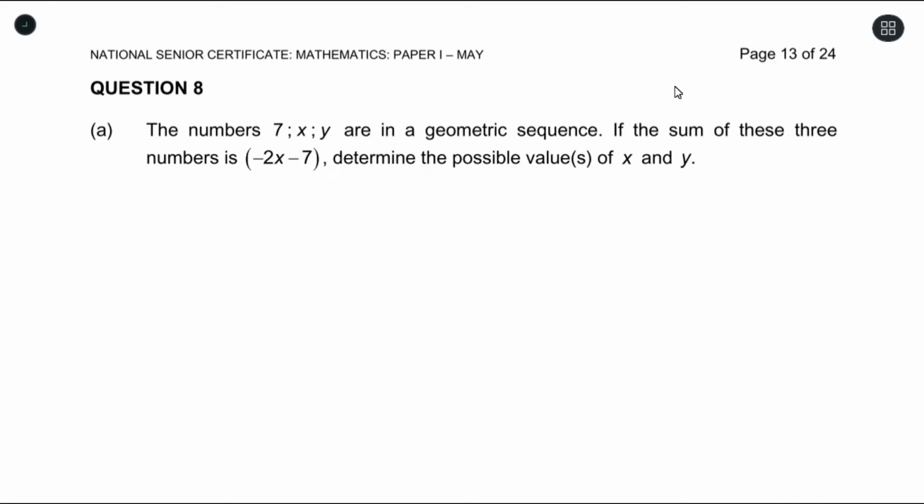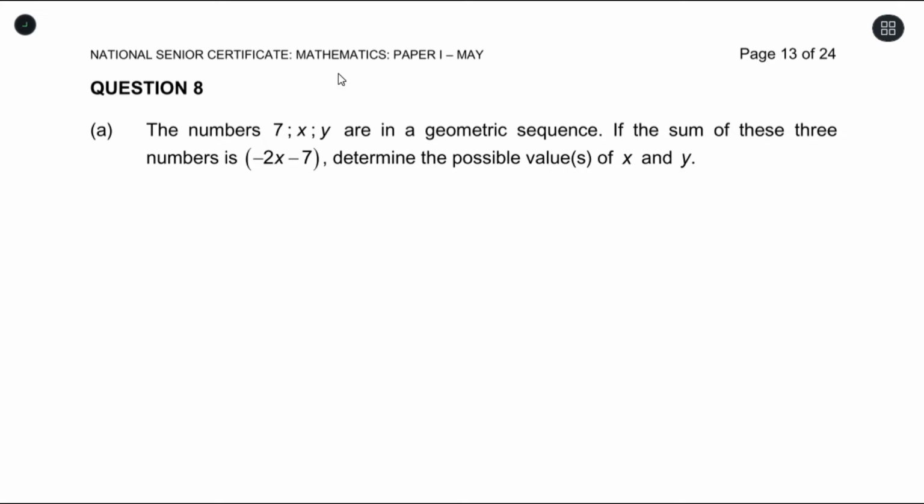So moving on to question 8. This question says the numbers 7, x, y are in a geometric sequence. If the sum of these three numbers is negative 2x minus 7, determine the values of x and y. Normally with questions like this, whereby you have two unknowns, there is a huge possibility you're going to use simultaneous equation. And for you to use simultaneous equation, you first of all need two equations, okay? Let's try as much as possible to break down the information we're given in this question.